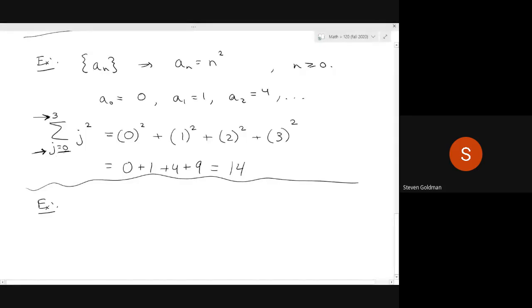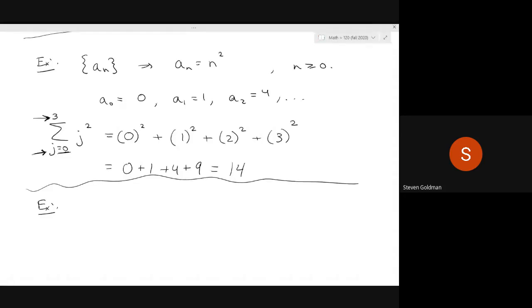Okay? So if I started at 0, next I add 1 to that, and I get 1 squared. Then I increase that by 1 again, I get to 2 squared. I increase that again, I get to 3 squared. And then I stop when I get to 3 because that's the number on top. Okay, so the number on the bottom, the lower limit, tells me where to start. And then I keep going through all the integers until I get to the number on top, until I get to the upper limit.